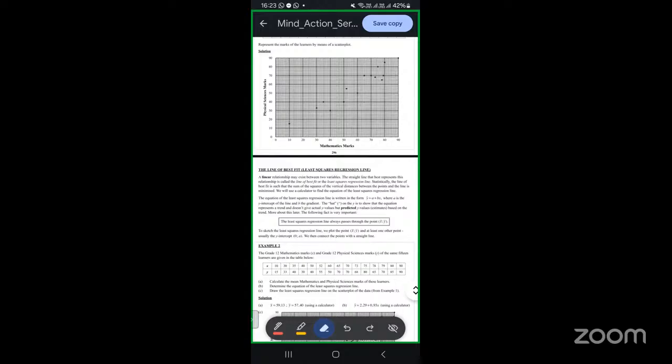The following fact is very, very, very important. That's what they are saying. So let's see this note that they say is important. Maybe if you don't know this, we might miss something out. So let's just go through it together. They are saying the least square regression line always passes through this point. Can you see that point?